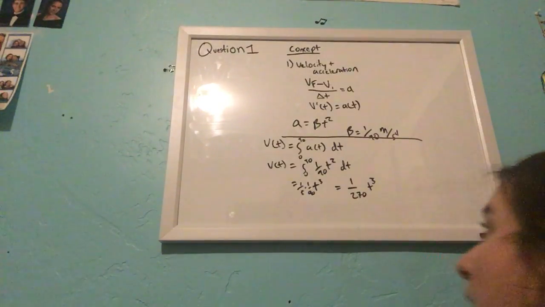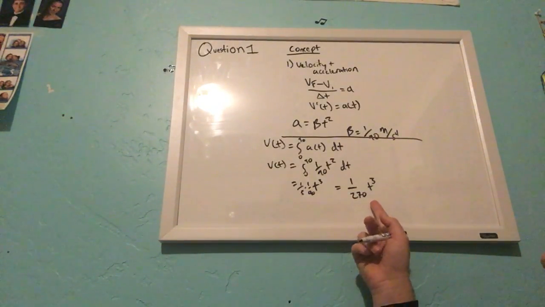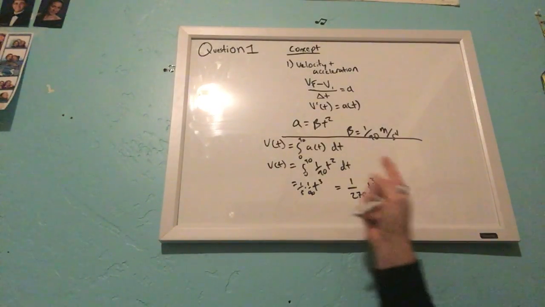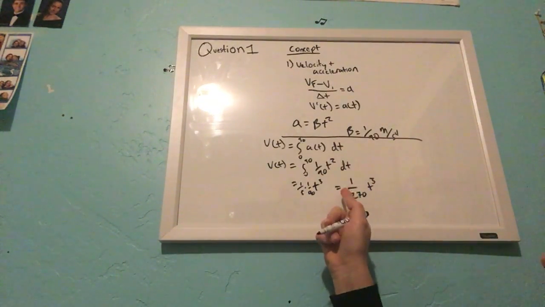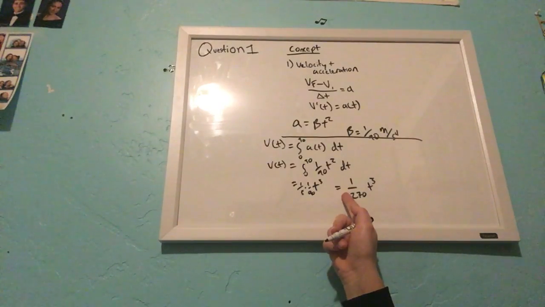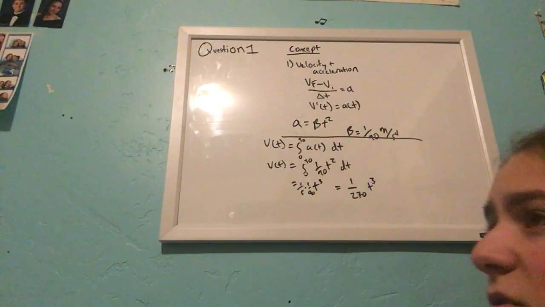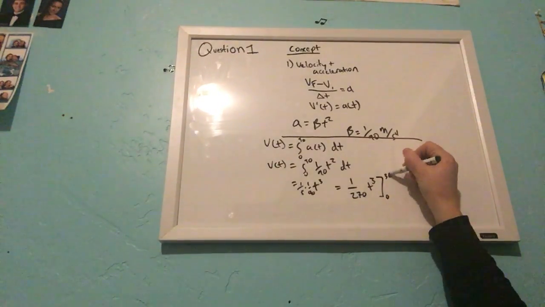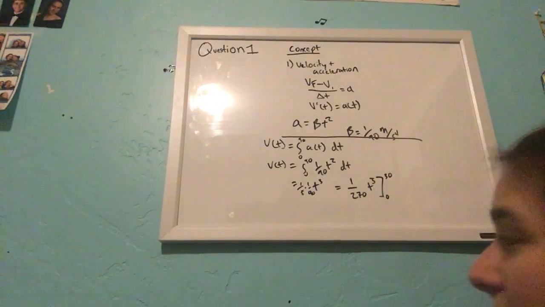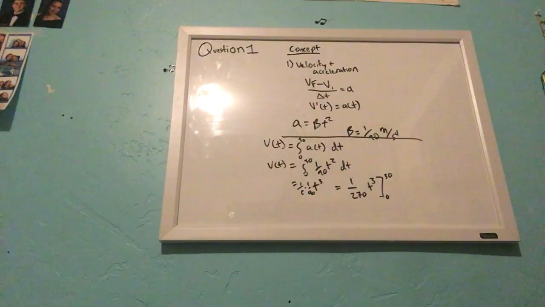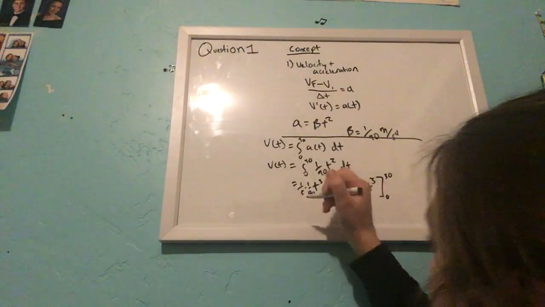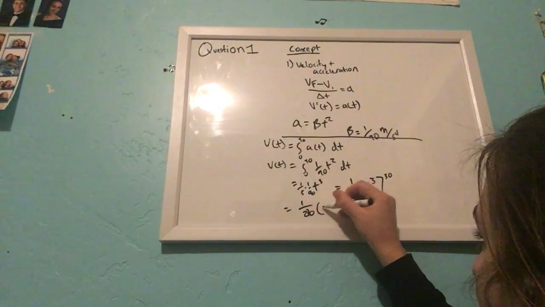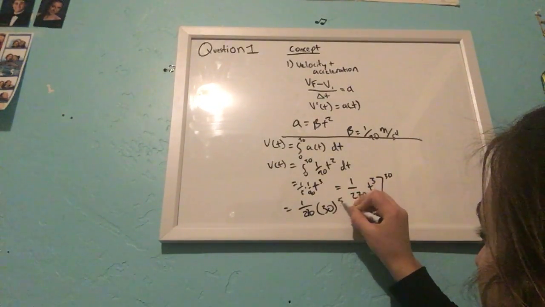You can prove that because if we take the derivative of this, 3 minus 1 is 2, and then we put the 3 down here, then we'll get 1 over 90 t squared. So we know that this is the integral. So it's the integral from 0 to 30. Okay, so now I'm going to evaluate it. I'm going to plug 0 and 30 in and subtract. So I'm going to get 1 over 270 times 30 to the third.